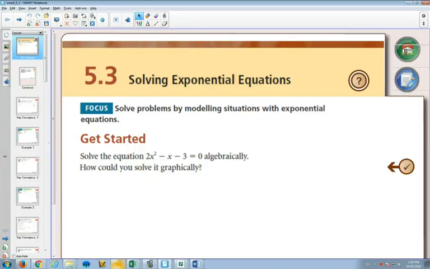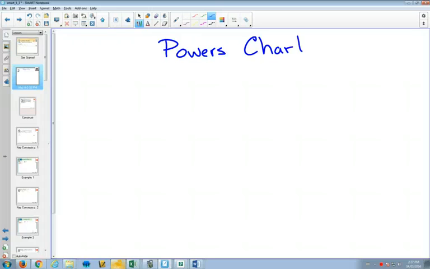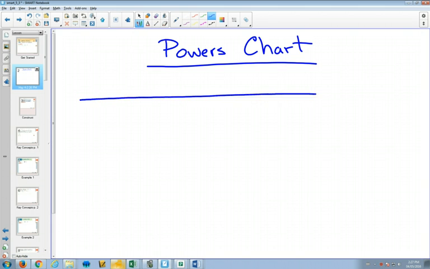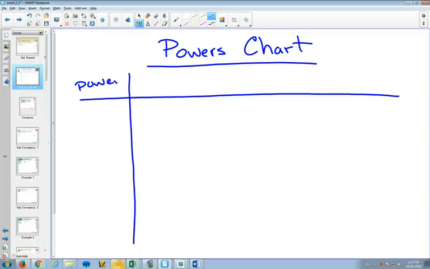Bottom of page 358, under Construct the Understanding, I want you to make the following. You need to know your powers for this unit. So, for example, do you know your powers of 2? On your powers chart, across here, we will write the power.